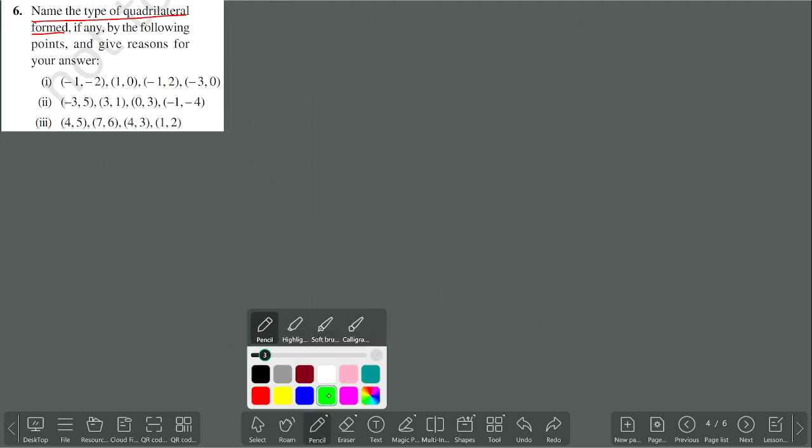Parallelogram means what is the reason? Opposite sides are equal and diagonals are not equal. That is the reason you have to give. Understand? Right. I'm taking the first one.